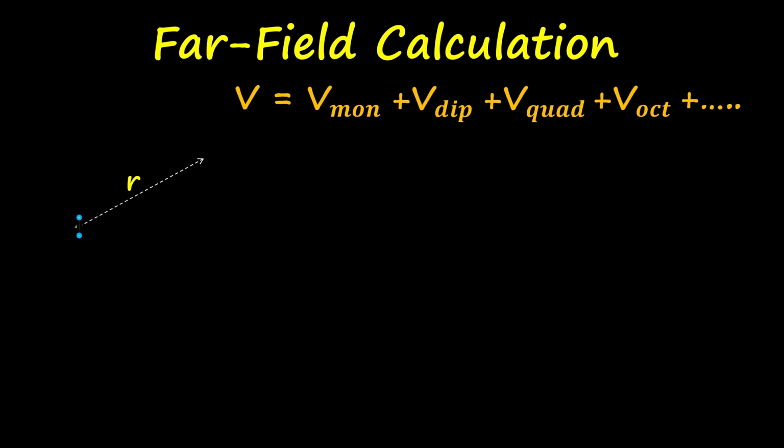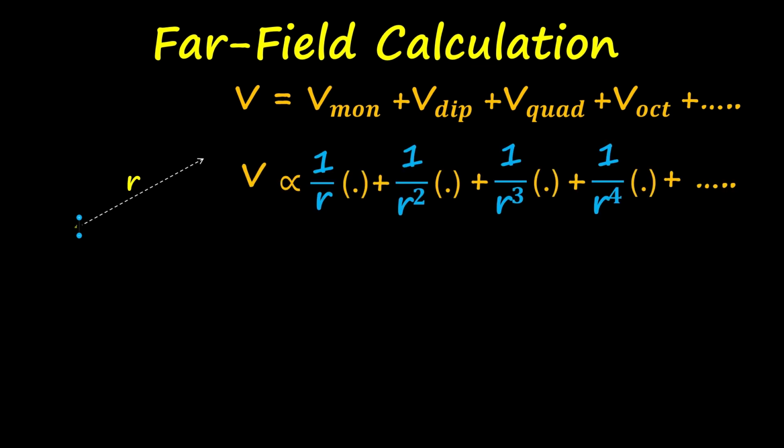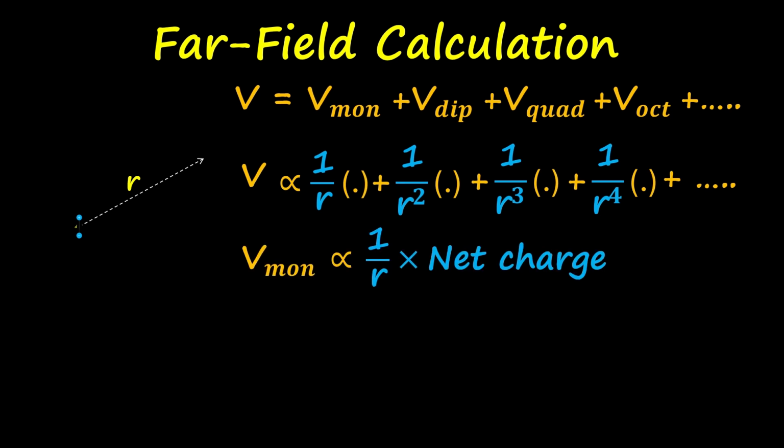Now, if we look into the R dependence of these terms, it will look like this. So as we go to higher pole terms, the contribution will become lesser and lesser because the power of R is increasing and it is in the denominator. Let us discuss this monopole term. The monopole term depends on 1 by r and the net charge. For an electric dipole, since it has plus q and minus q, the net charge will be 0. So the monopole contribution will be 0.